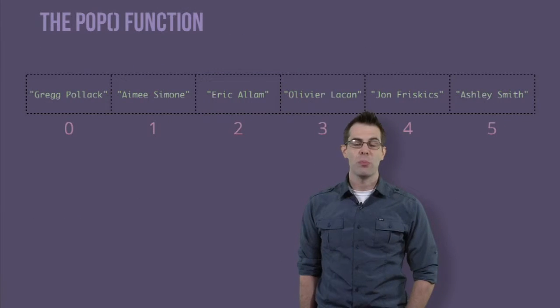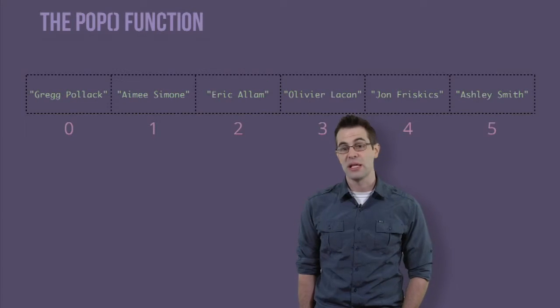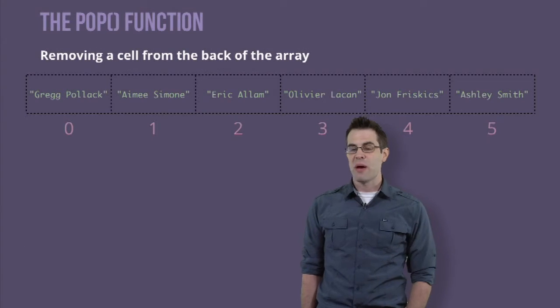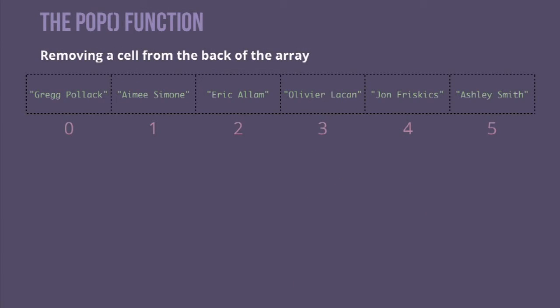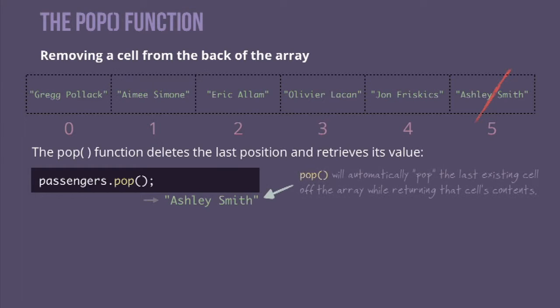Arrays come with a whole bunch of methods that you can use to manipulate the contents of the array as well as manipulate the length of the array. Here, we'll look at the pop method. Not only does pop delete the last position in the array, in this case it would be Ashley Smith in the 5th cell, but it will return the string as a value.